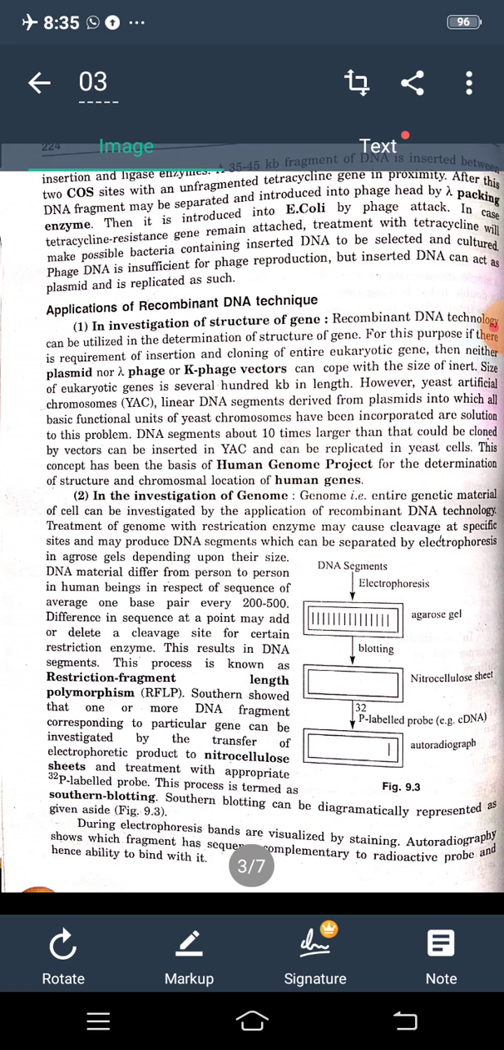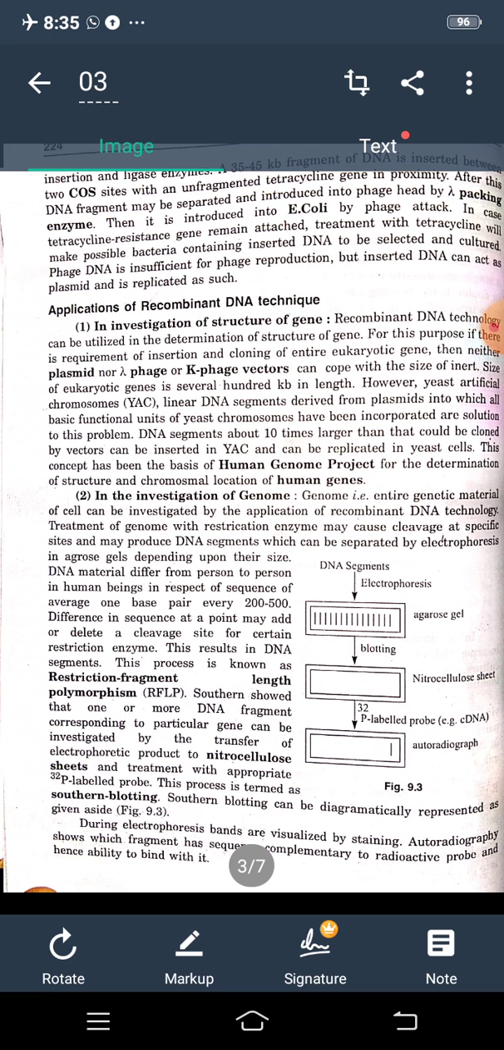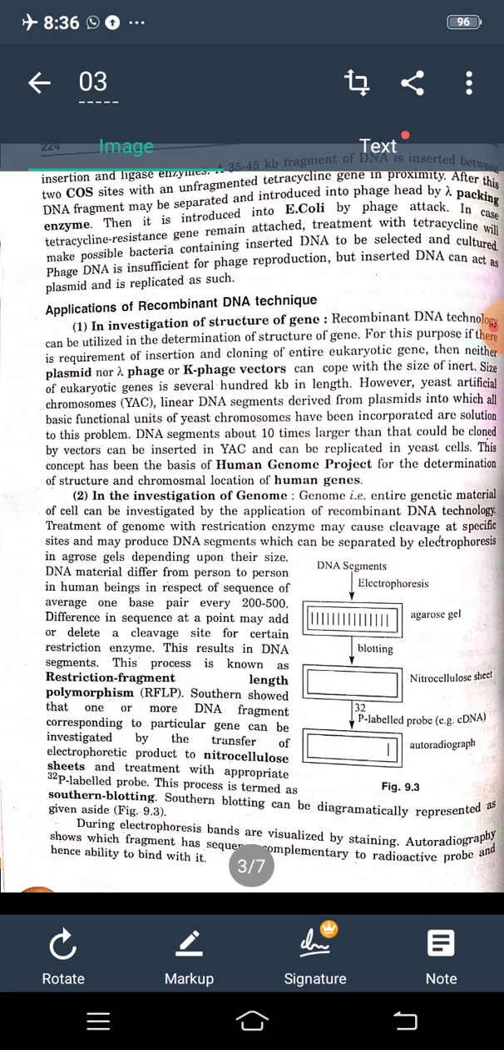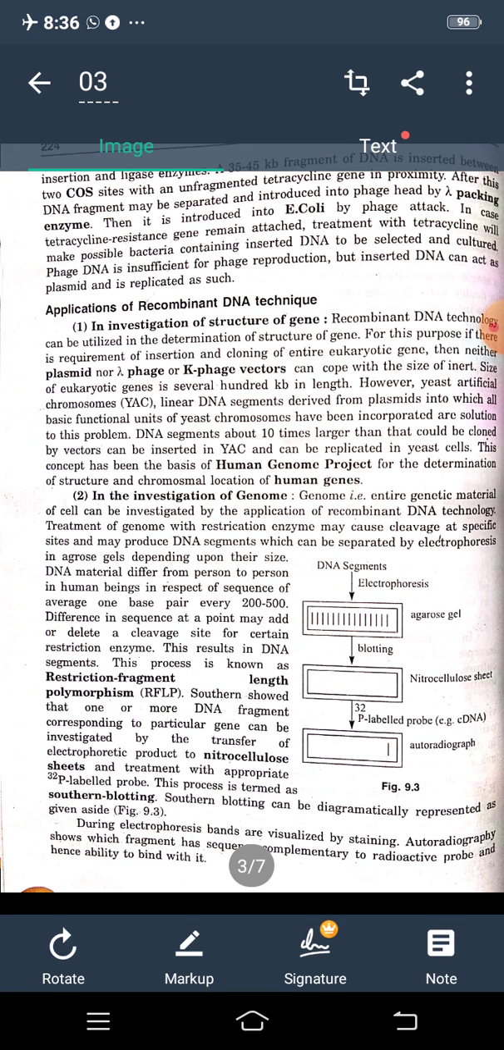For this purpose, if insertion and cloning of entire eukaryotic genes is required, then neither plasmid nor lambda phage or M13 phage vectors can cope with the size of the insert. The size of eukaryotic genes is several hundred kb in length. However, yeast artificial chromosomes, YACs, linear DNA segments derived from plasmids into which all basic functional units of yeast chromosomes have been incorporated, are the solution to this problem.